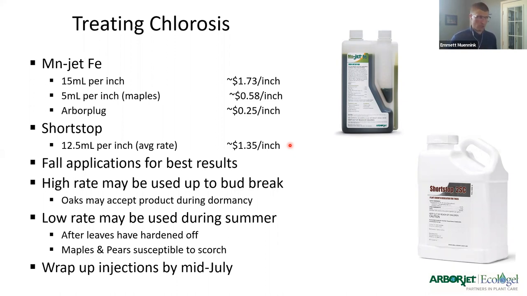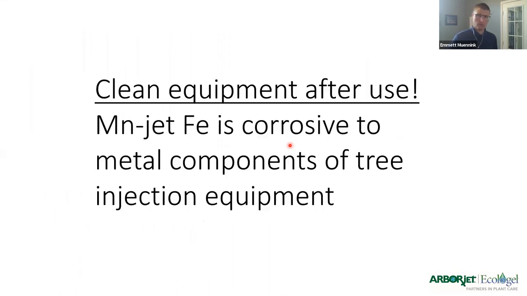You also have to be careful with some of the species. Maples and pears are susceptible to phytotoxicity more so than oaks are. Make sure you clean your equipment after you use Minjet FE. It's corrosive. It's essentially liquid metals, and there are metal components in your equipment, and it will corrode them and break them. I've learned from experience.